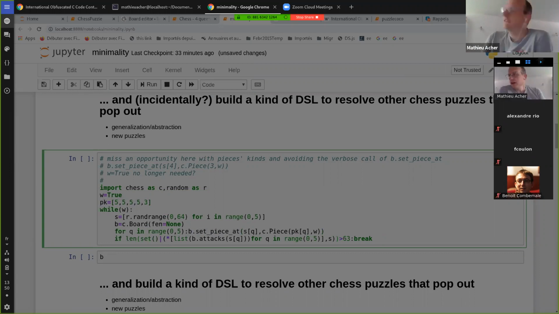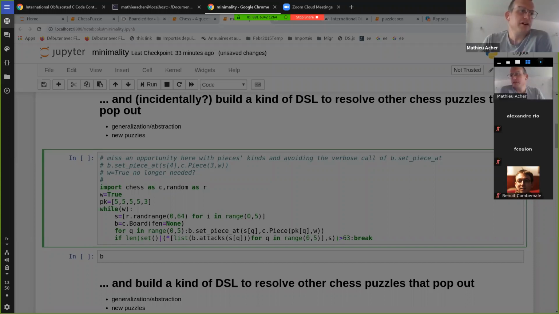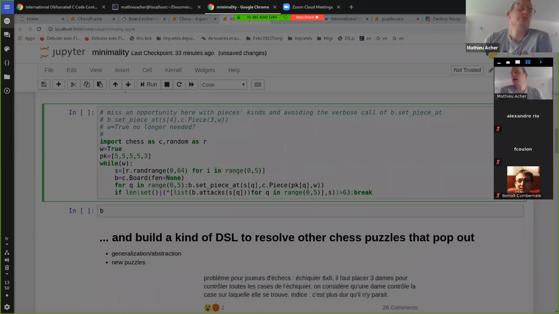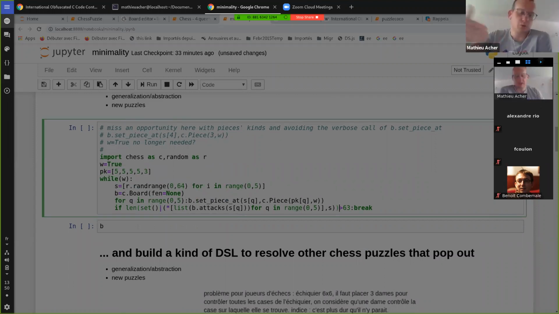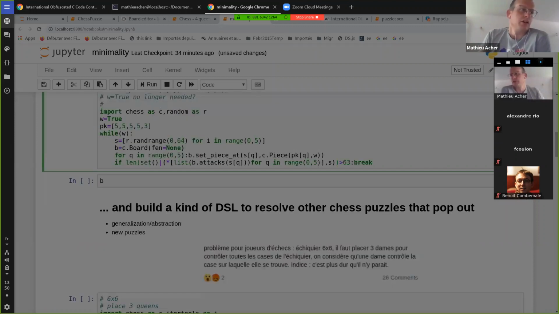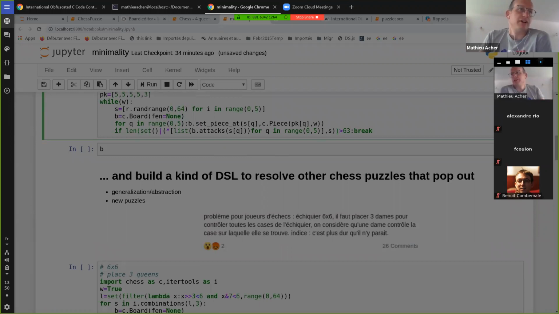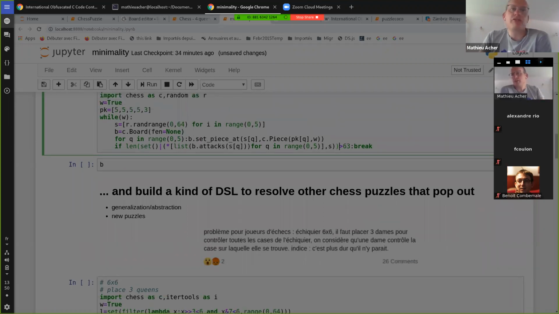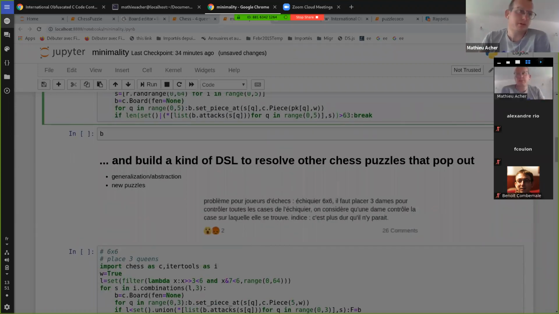And in fact, by doing this exercise of having a tweet solution, I generalize incidentally my solution, because it forces me to think about what is essential to my solution. So in fact, I made some progress, and of course there are other chess puzzles that pop out.